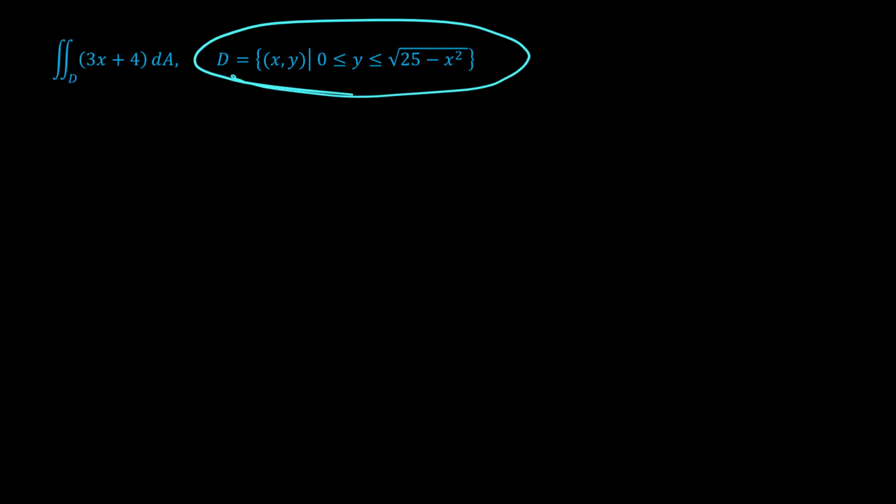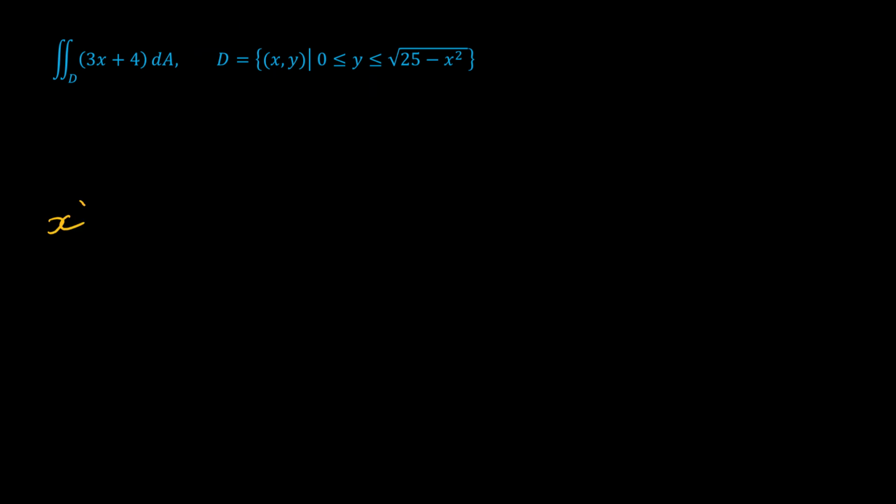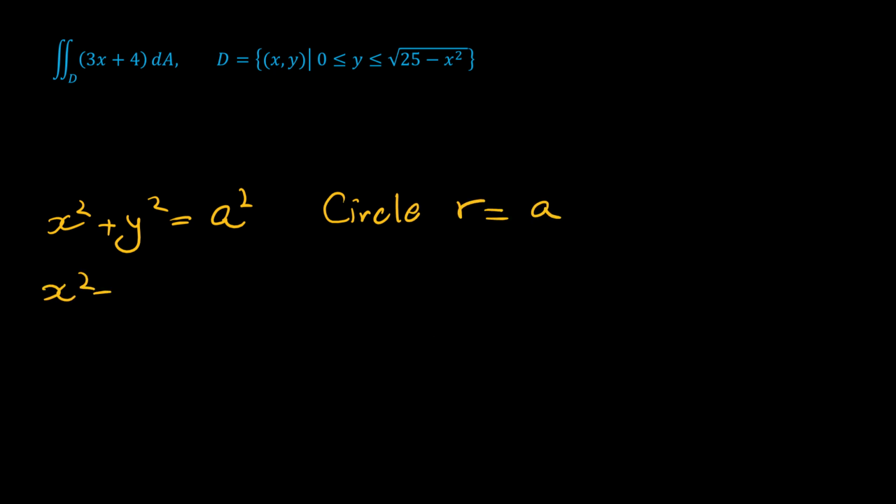The first thing that we have to do is to draw this region. But for that, let me remind you of an important equation. x to the 2 plus y to the 2 equals a to the 2 is the equation of a circle whose radius is a. For example, x to the 2 plus y to the 2 equals 9 is a circle whose radius is 3. This is the thing that you need to know.